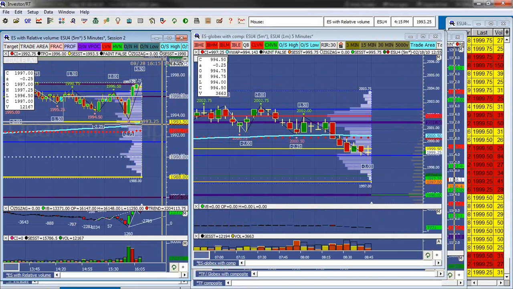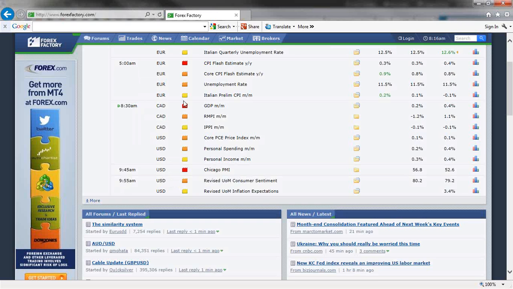Now there's a lot of news this morning, so let's go take a look at what we've got for news. This is all in Eastern time. At 8:30 we had Canadian GDP, Canadian RMPI, IPPI, and then we had U.S. core PCE price index, personal spending, and personal income. So we've had a little bit of a movement off of the news. The big news, of course, will be at 9:45, 15 minutes into the RTH session, when we're going to have the Chicago PMI. That's going to be the big news. And remember that at 9:55, we've got the revised University of Michigan consumer sentiment and inflation expectations right behind it.